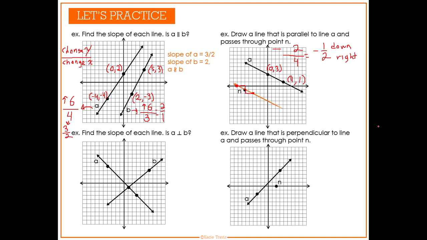That right there gives me enough information to go through and draw that line. So identify your first line and then be able to go through and make that second one. Okay, take a pause and try these next ones out, okay?